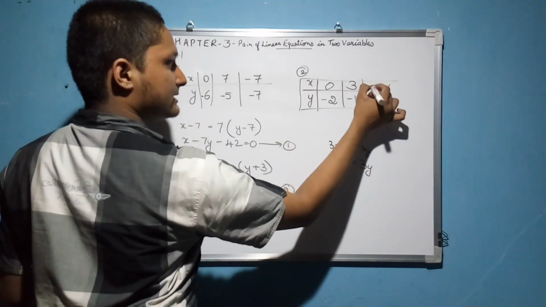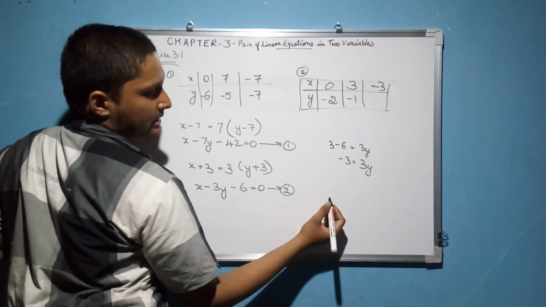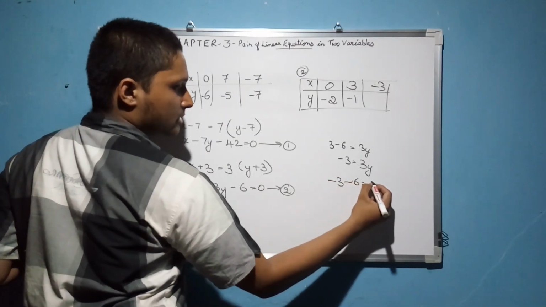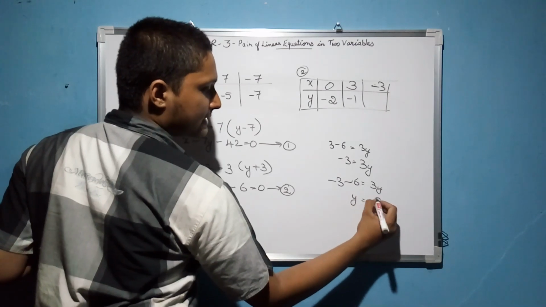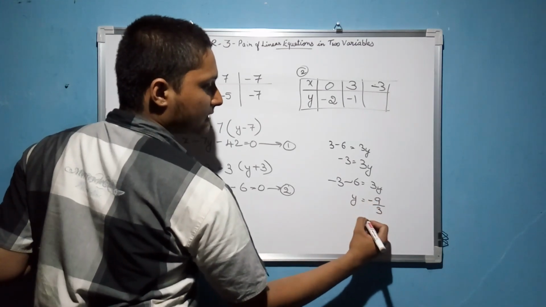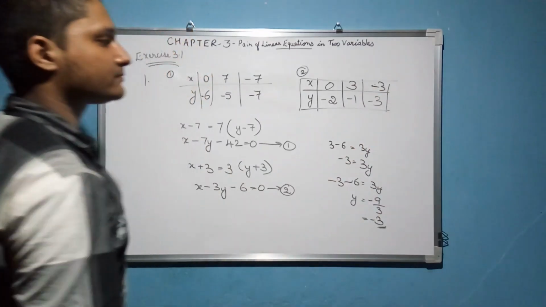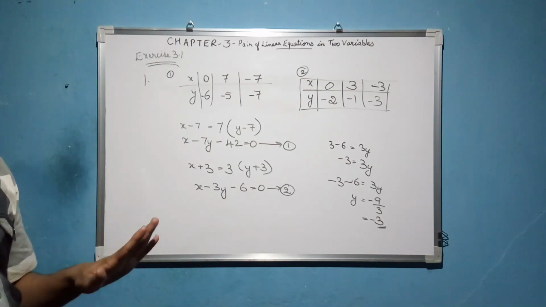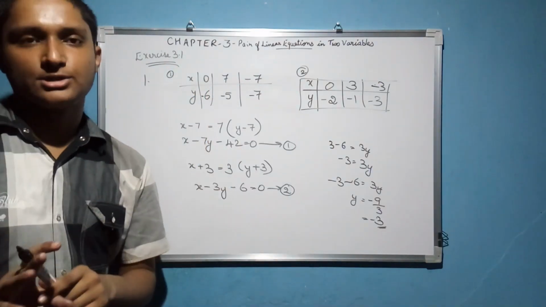Now I'll take x to be minus 3. When it is minus 3, I'm going to get minus 3 minus 6 is equal to 3y. Y is equal to minus 9 divided by 3, that is equal to minus 3. I'm going to get minus 3 over here. So you've got 3 points here also, 3 points here also. No need to worry. Just go on plotting the lines. That's the question.